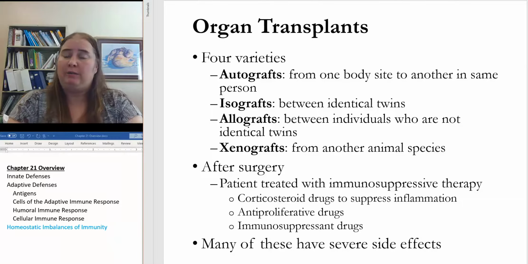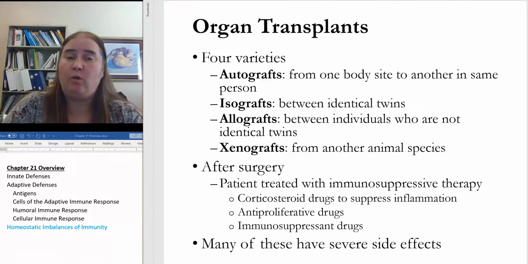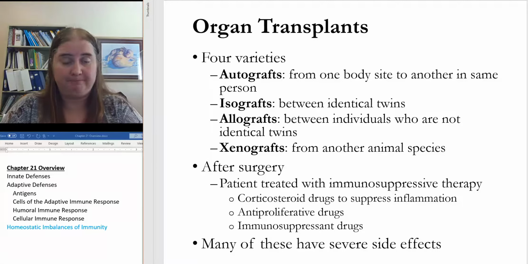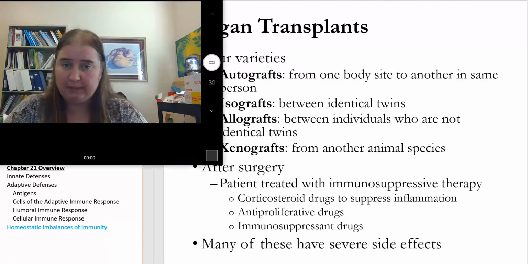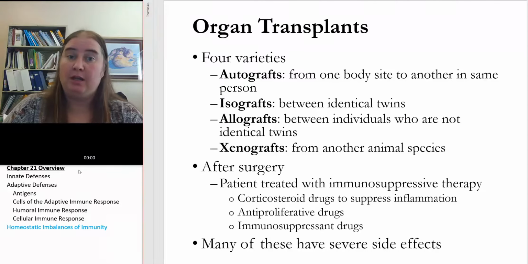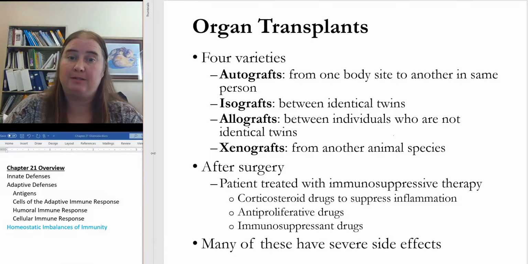So when we talk about organ transplants, one of the key things about organ transplants is basically to provide an organ to an individual without rejection. Okay? So when we talk about organ transplants, there are 4 types or 4 varieties of transplants that occur.